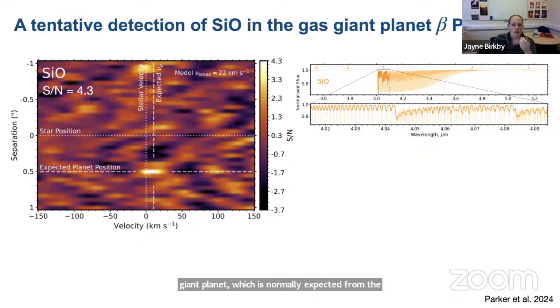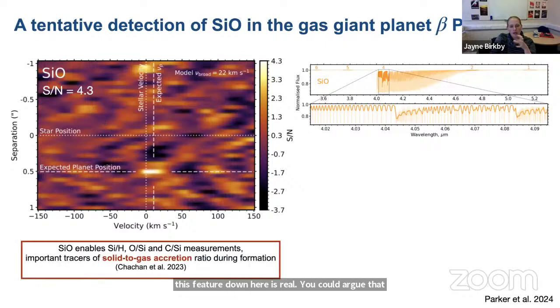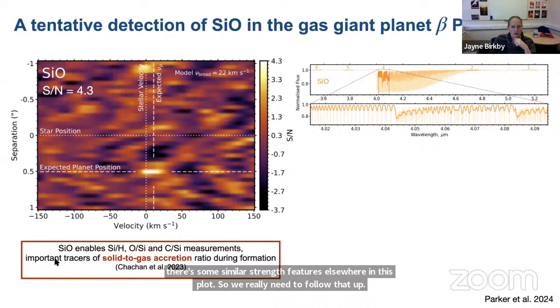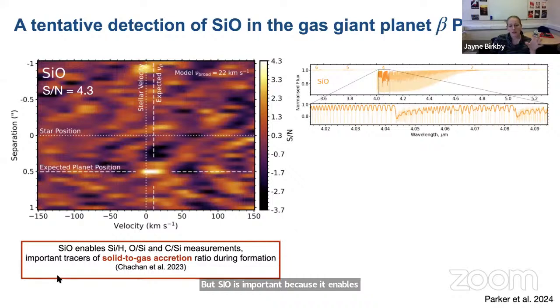But we're getting follow-up data to see whether or not this feature down here is real. We could argue that there's some similar strength features elsewhere in this plot, so we really need to follow that up. But SiO is important because it enables you to actually look at the solid to gas accretion ratio during the formation. So it's important for giant planets, but also for rocky planets.